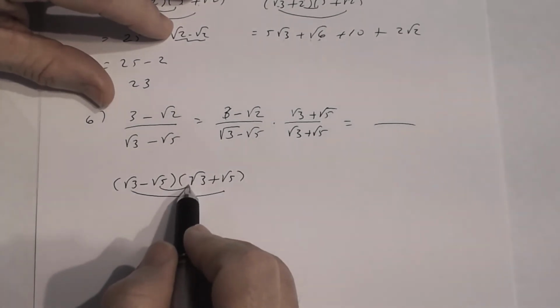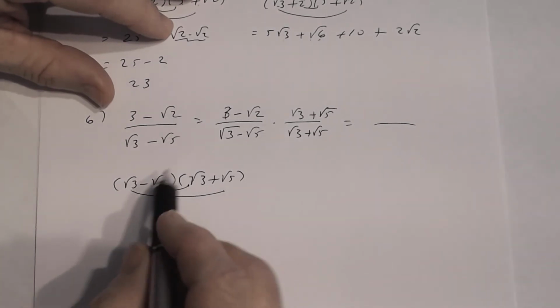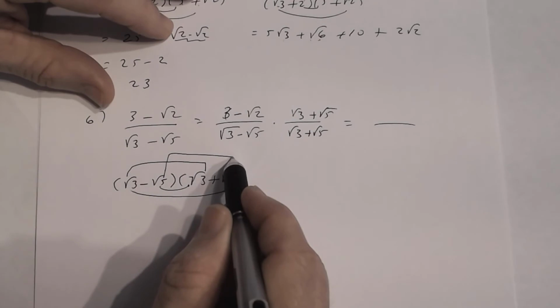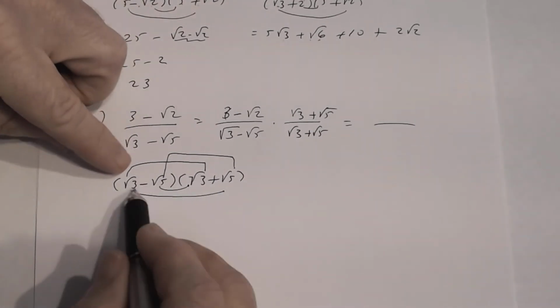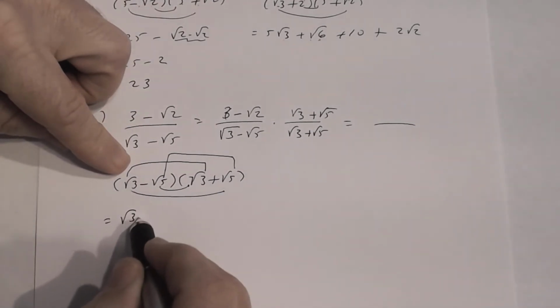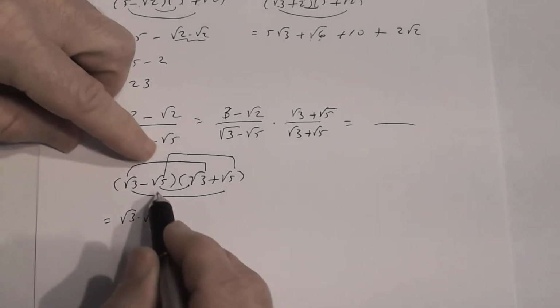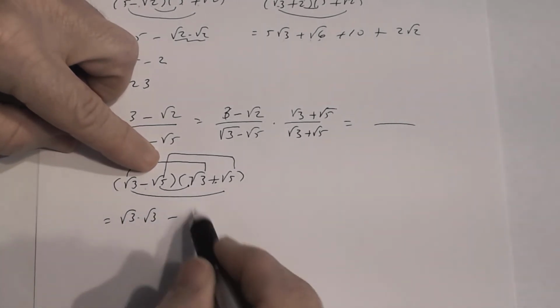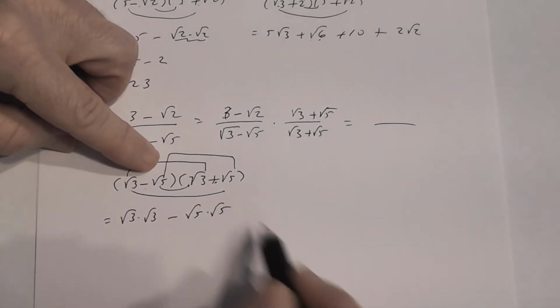So just like we said, those have to be 0. So all you're really looking at is the first and the last. And so if you look at the first, I have the square root of 3 times square root of 3. And then a positive times a negative times a positive is a negative. And then the square root of 5 times square root of 5, right?